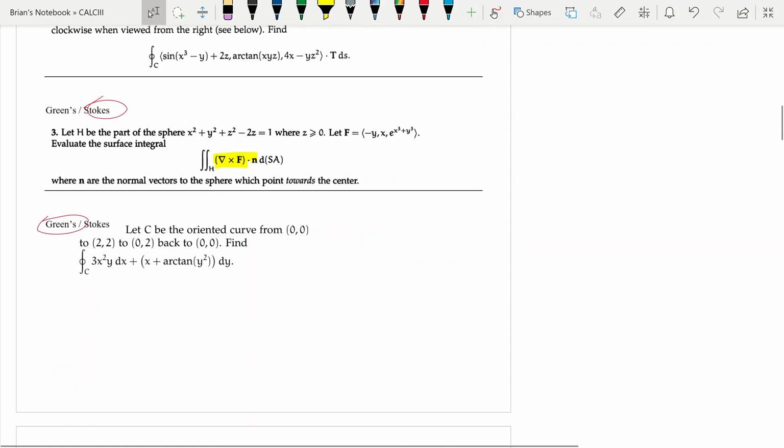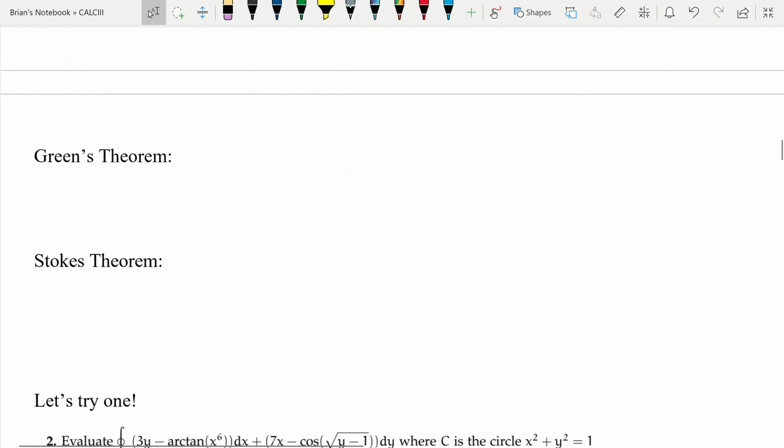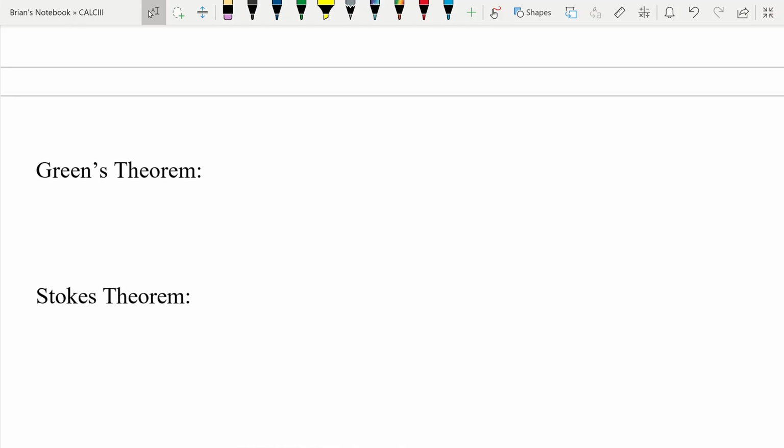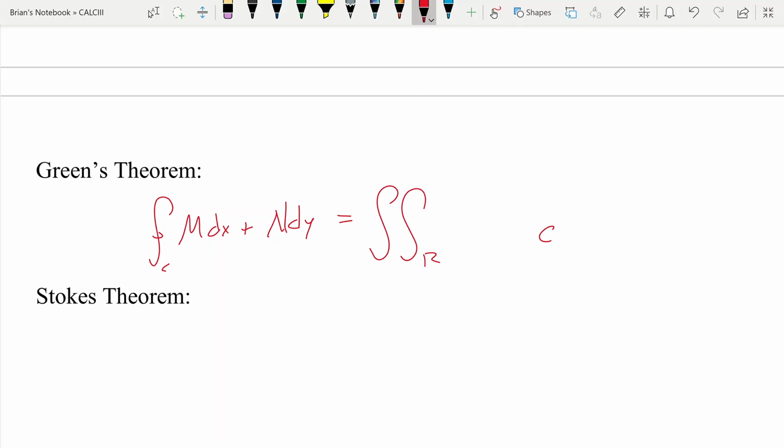All right, cool. So let's talk about Green's theorem and Stokes theorem. Just a quick refresher. Remember, we have M dx plus N dy. What you can say is that's the same thing as a double integral over the region, dA, of N sub x minus M sub y. So that is Green's theorem.